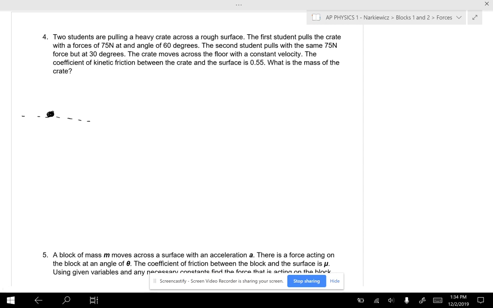The crate moves across the floor with a constant velocity. The coefficient of kinetic friction between the crate and the surface is 0.55. What is the mass of the crate?